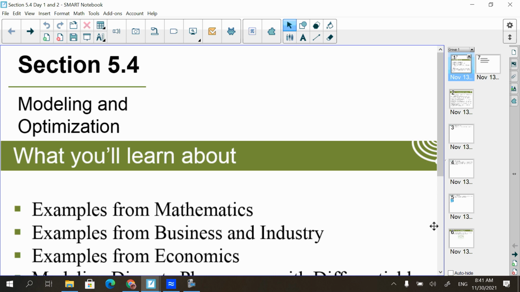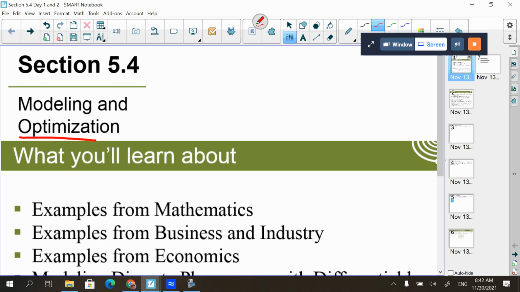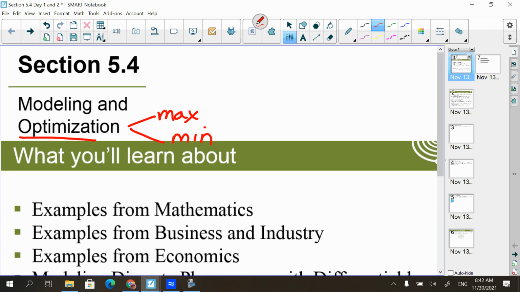All right, well, section 5.4 is pretty much word problems, okay? It's modeling and optimization. You're going to be using derivatives to solve all of these problems. When you want to optimize something, you want to find either the maximum or the minimum. Like the maximum amount of money that you can make or the minimum amount of cost that you want to spend making something. So whenever you see an optimization problem, you're finding a max or min. And how do we find a max or min? Take the derivative, set it equal to zero. Look at the number line test, right?